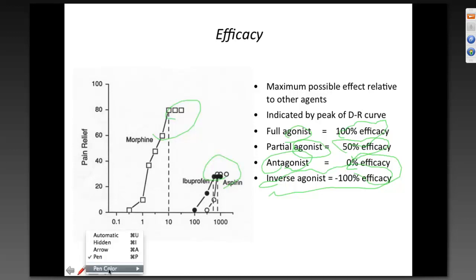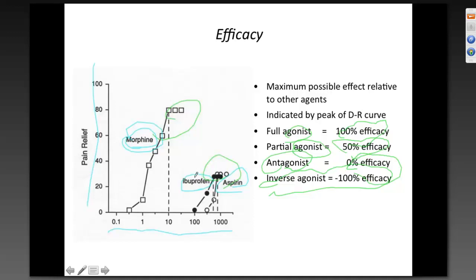And we have the drug morphine that we're talking about. Okay, we've got dose on the x-axis. We've got pain relief on the y-axis. The idea is that we're comparing morphine to ibuprofen and aspirin.